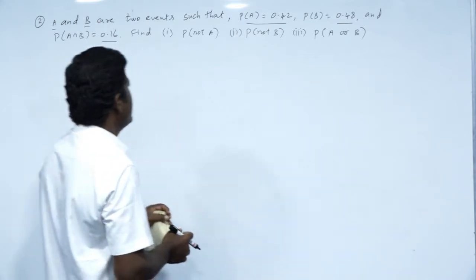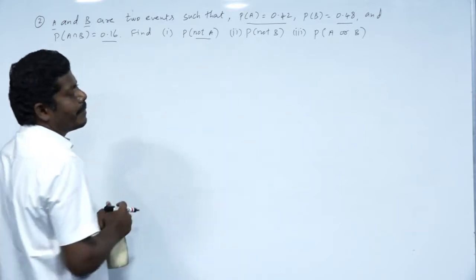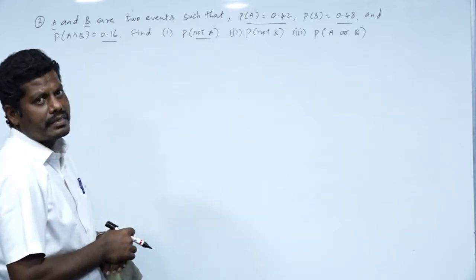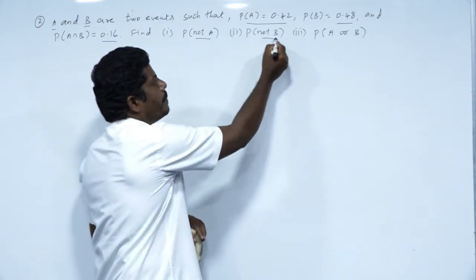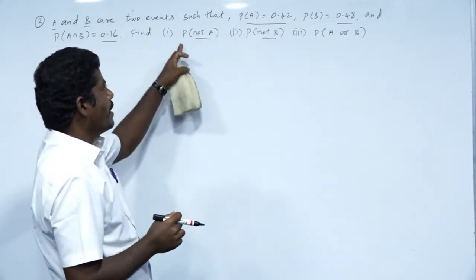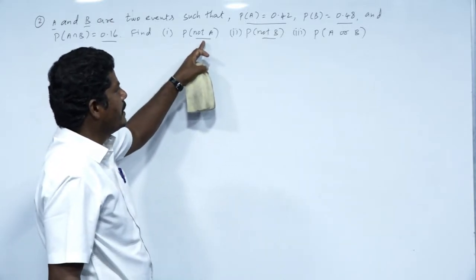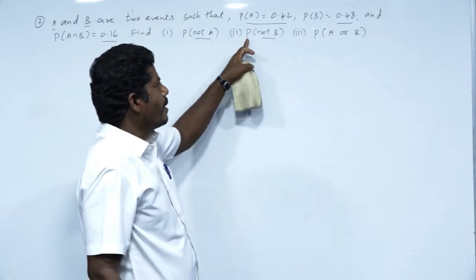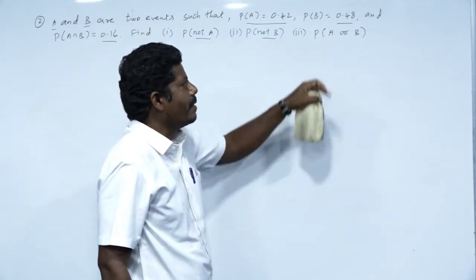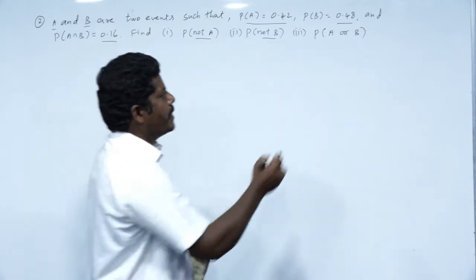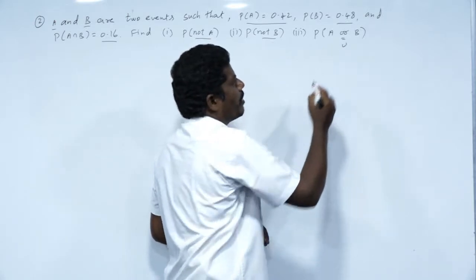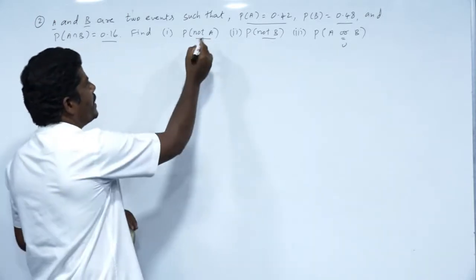Understand, my dear students? Here not A means A complement. Not means complement. Here not B means B complement, my dear students. This is probability of A complement. This is probability of B complement. This is probability of A or B. Here or means union, not means complement.